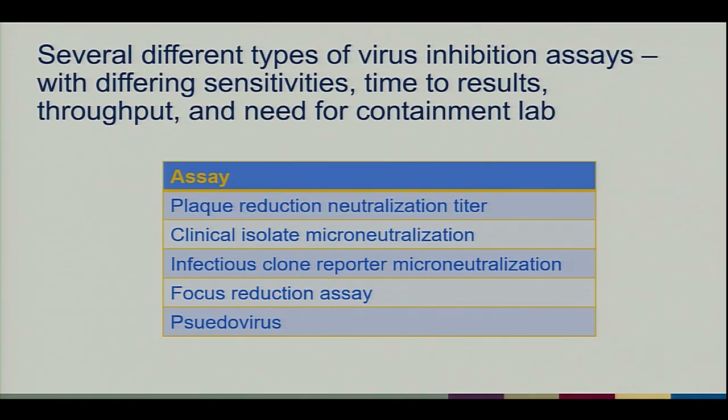And then pseudoviruses are being used widely in vaccine trials right now because they can be done at lower containment, at BSL-2. And you take the backbone of another virus and you put the spike protein on the surface, and it usually has a reporter gene in it as well. It's faster, it's easier to do those since it's not in containment, but they can be a little less sensitive than live virus neutralization assays. Next slide, please.